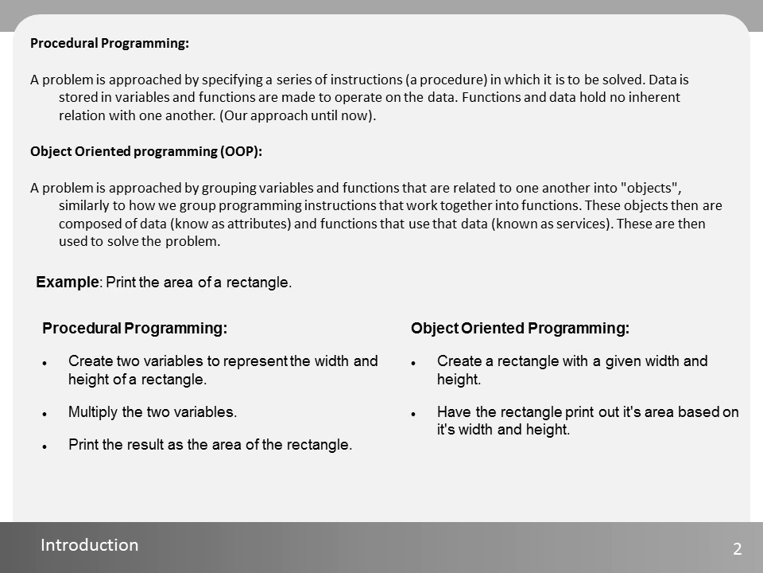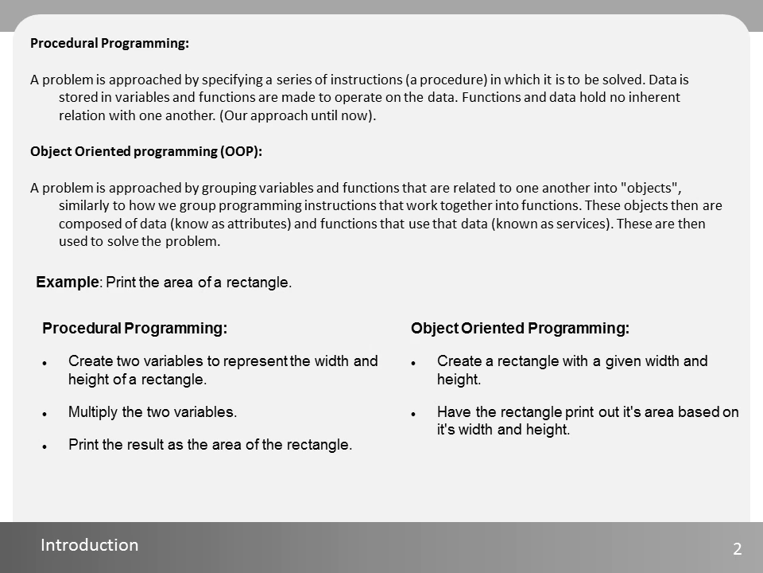In object-oriented programming, a problem is approached by grouping variables and functions that are related to one another into objects, similarly to how we group programming instructions that work together into functions. These objects, then, are composed of data known as attributes and functions that use that data known as services. The problem is solved by interacting with these objects. I will be discussing later how this is implemented in C++. But first, let's offer an example.